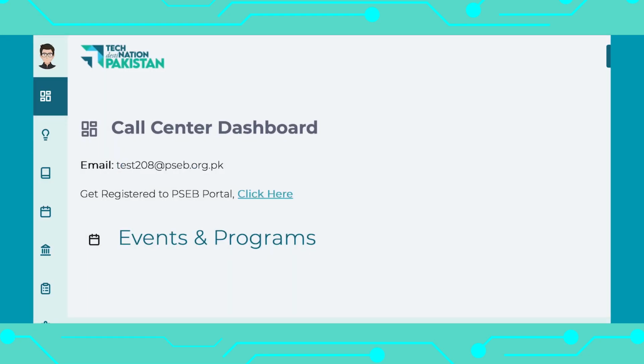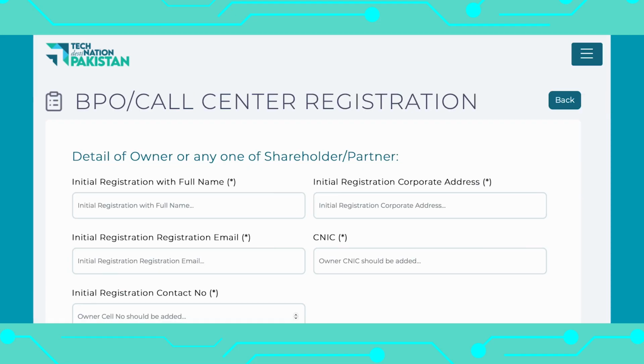Click here to complete registration. Enter either owner's or one of partner's details. Enter your full name. Enter your complete address. Enter a valid email address, CNIC and cell number.